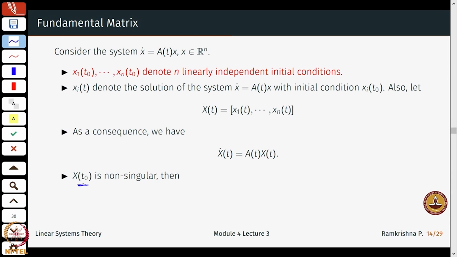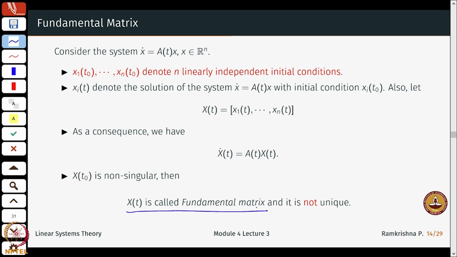I assume that these are n linearly independent conditions. So x at t0, which is essentially this vector, or in fact this matrix collection of all these vectors x1(t0) till xn(t0), if this matrix is non-singular, then what I call X(t), I call the fundamental matrix.